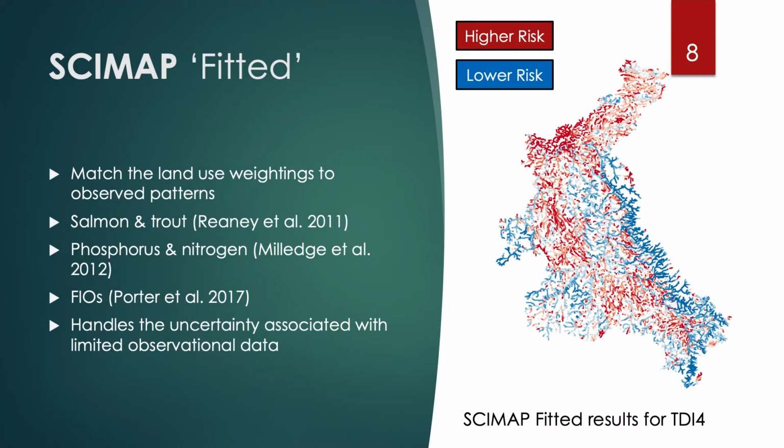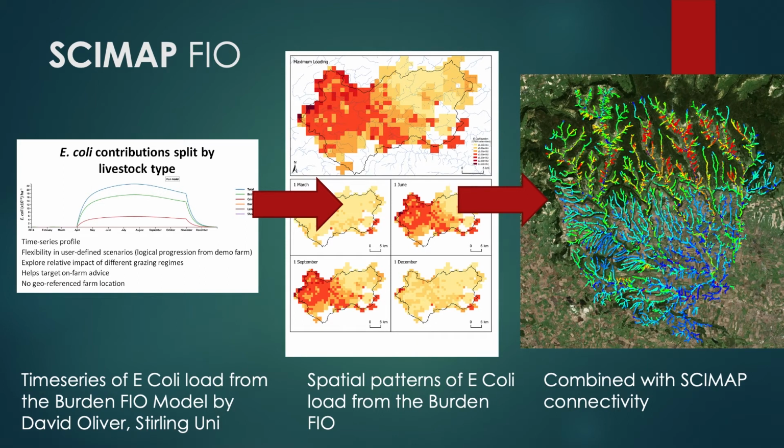Now, there are a number of more refined versions of SCIMAP. There is the SCIMAP fitted approach, which aims to match a spatial pattern of observations around salmon and trout, phosphorus and nitrogen, or FIOs, or in the case of the map here, the trophic diatom index. And that enables you to fit the land use weights to those different land covers to get a more refined SCIMAP map. There's also the SCIMAP FIO tool.